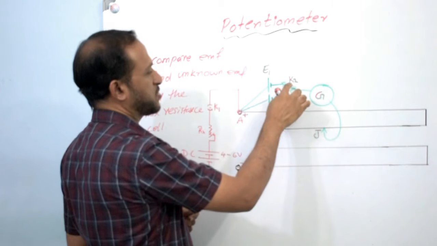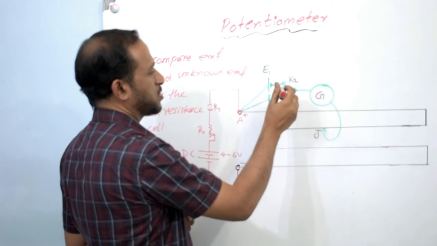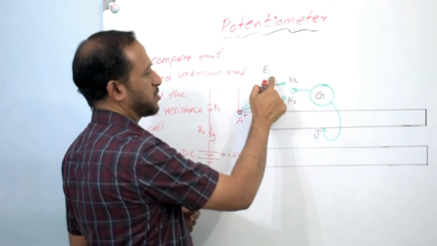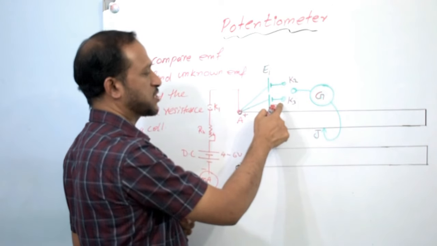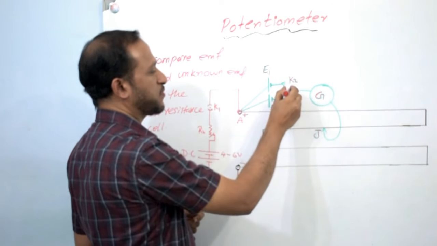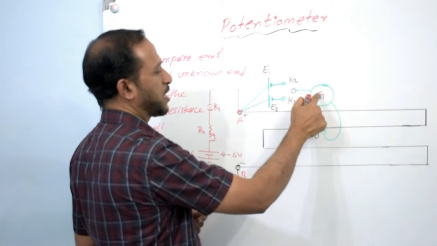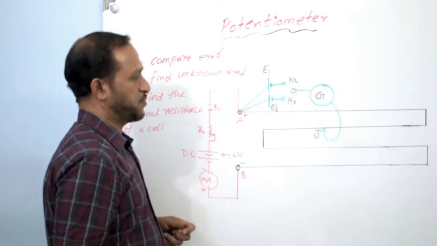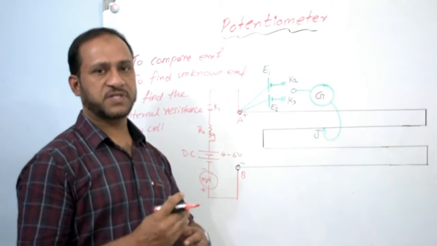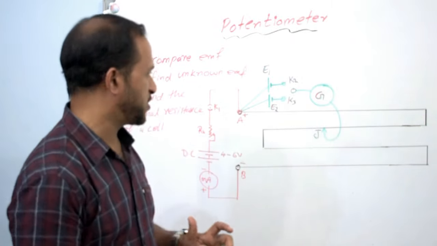There is a two-way key with K2 and K3. So two extreme points we are connecting, one end to the dry cell, the normal dry cell, the other end to the Leclanche cell. The middle of the two-way key is connected to a galvanometer, and from the galvanometer to the jockey, J. That is the second part of the circuit. The second part of the circuit is very simple.